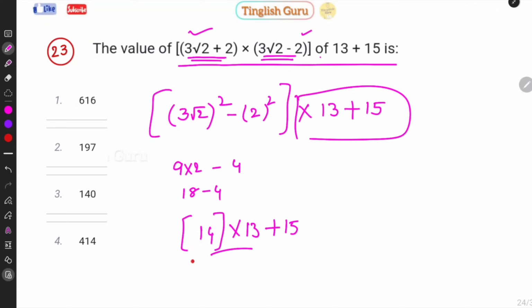So the entire brackets value will be 14 and we write the remaining, that is into 13 plus 15. So first solve the multiplication value. This is 182 and the remaining is 15. So our final value is 197.